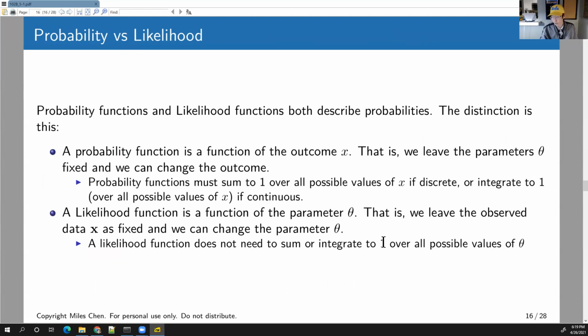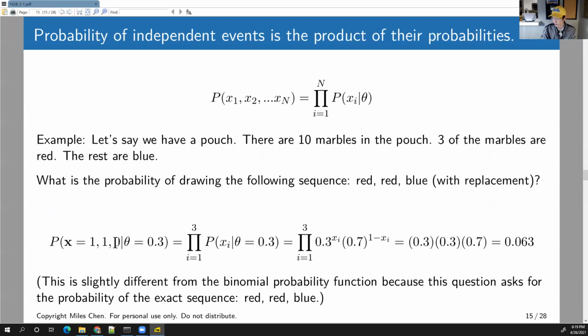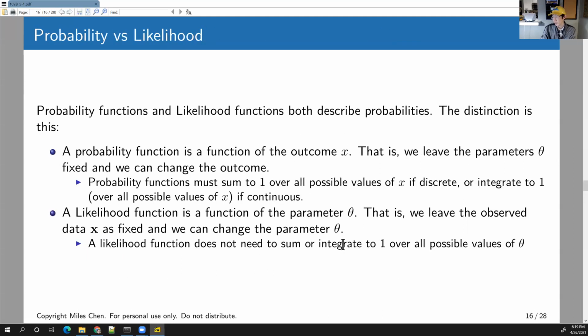Whereas a likelihood function, on the other hand, we're going to treat the data as fixed. We're going to treat the data that we've observed as fixed, and we can modify the value of the parameters. We can say, for this exact outcome of data, what is the likelihood of getting this particular outcome if theta were, instead of being 0.3, what if the pouch was a mystery, and what if we set theta equal to 0.5 or 0.7 or 0.1? So we leave the observed data fixed, and we can change the parameter theta.